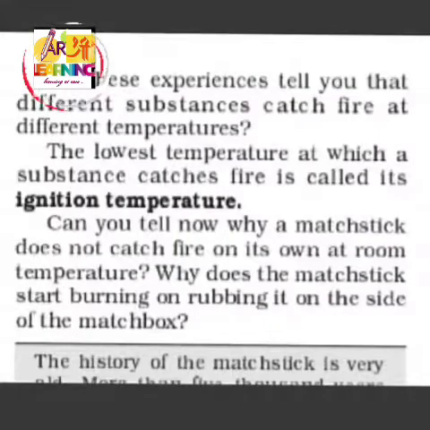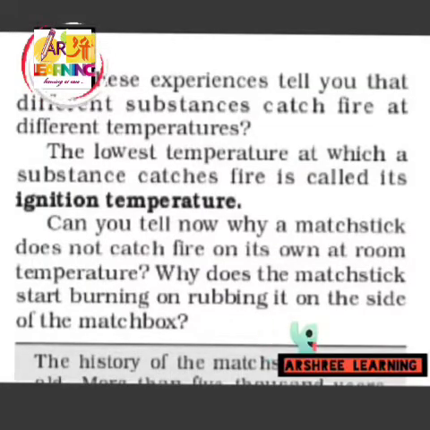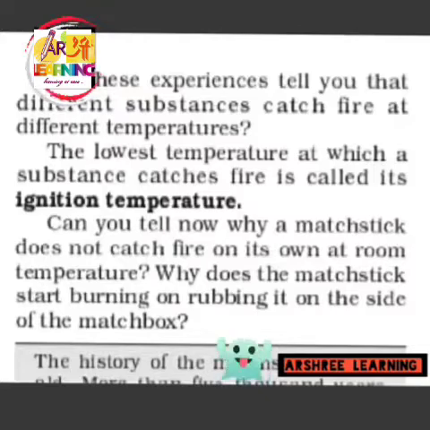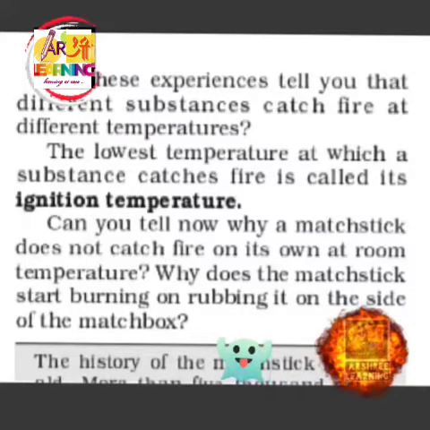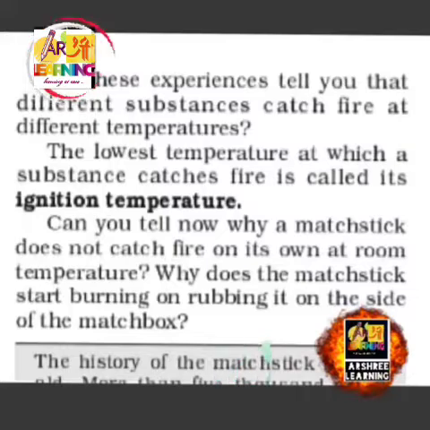Now, paper does not burn on its own, it needs fire, and a piece of wood does not burn on its own either. So from these experiences we come to know that different substances catch fire at different temperatures. Whenever you try to burn a matchstick, you have to rub it. Without rubbing, it will not catch fire. So what does rubbing do to the matchstick? And how does the piece of paper or the piece of wood burn?